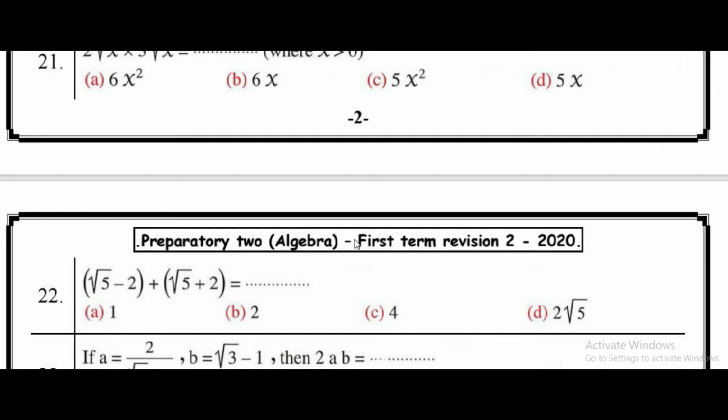2 times 3 is 6, root x times root x, and x is positive so equal x. The answer is 6x. Root x times root x, since x is positive, the roots cancel, so x times 6 is 6x. Conjugate, but these are plus, not times. I don't say first times first, no, this is times and this is plus. Negative 2 will cancel positive 2. Root 5 plus root 5 is 2 root 5.